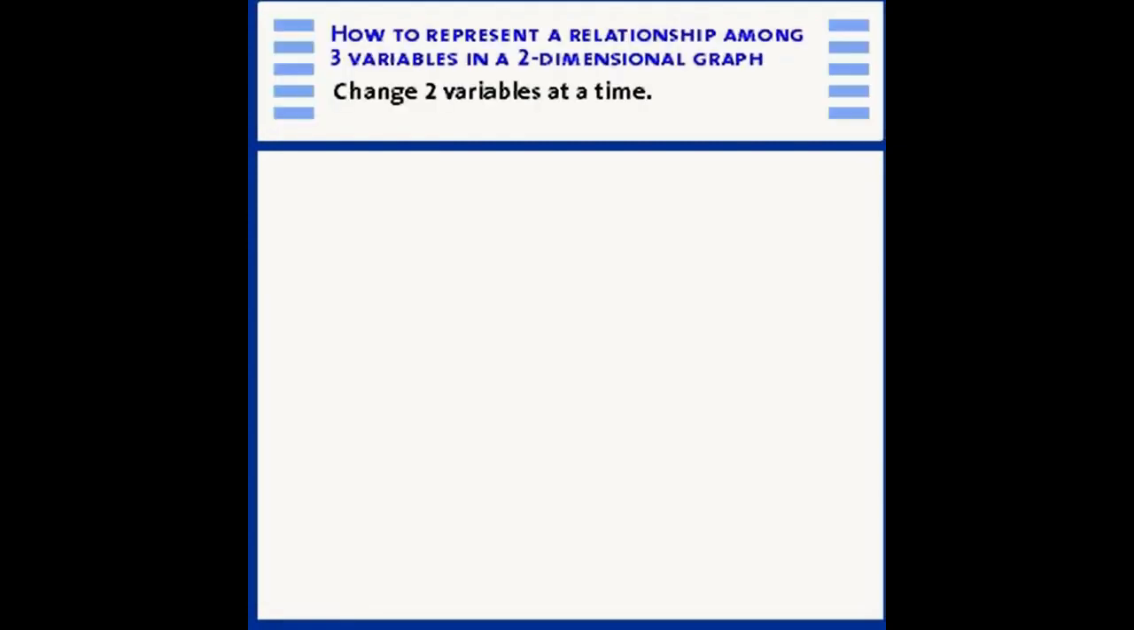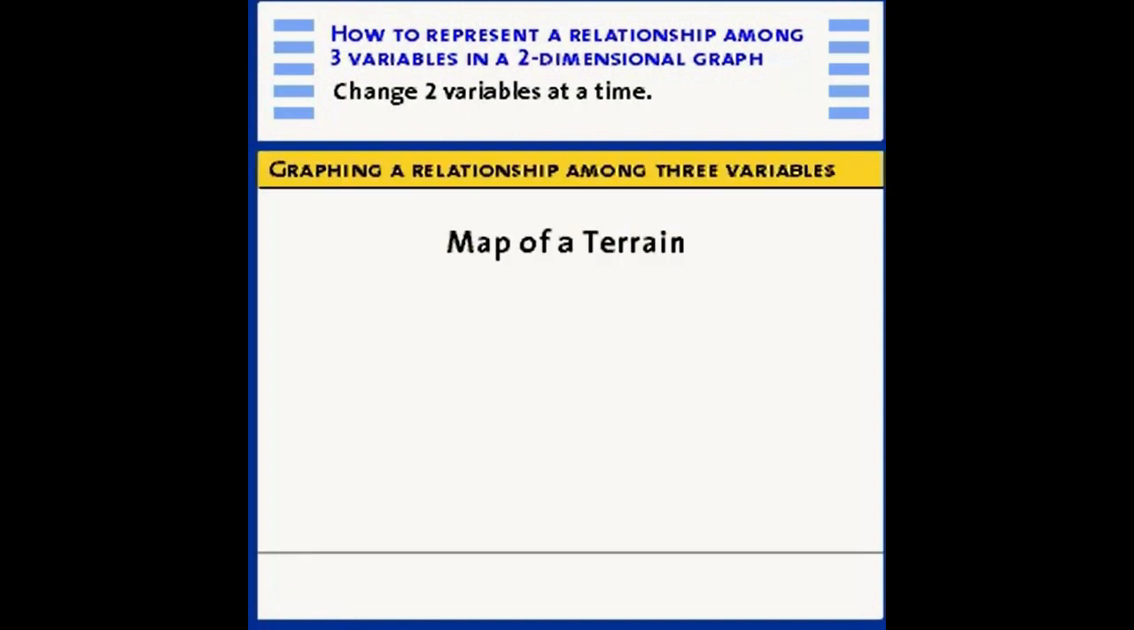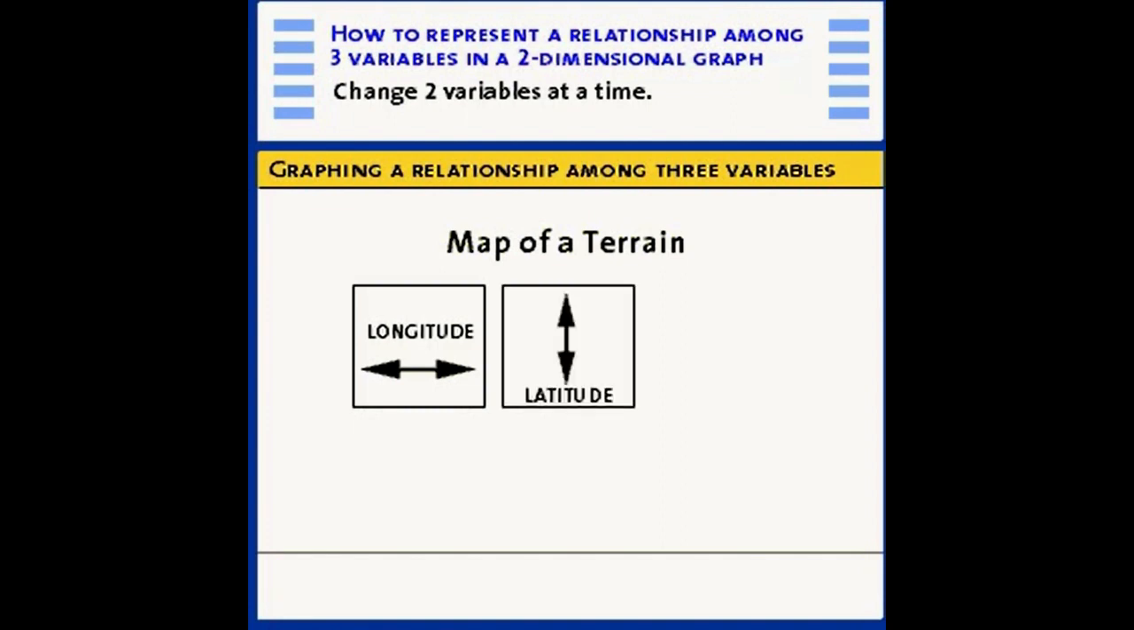Suppose we're interested in a relationship among 3 variables, and a good example would be making a map of a terrain. In this case, you've got 3 variables that change as you move across a terrain. One is your east-west coordinate, called your longitude. The other is your north-south coordinate, called your latitude. And finally, there is the distance that the terrain lies above sea level or below sea level, the altitude or the height of the point. As you move through a terrain, all 3 variables are changing, east-west, north-south, and height above sea level.